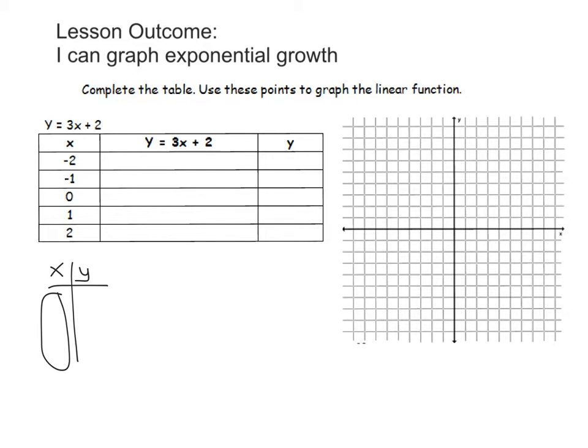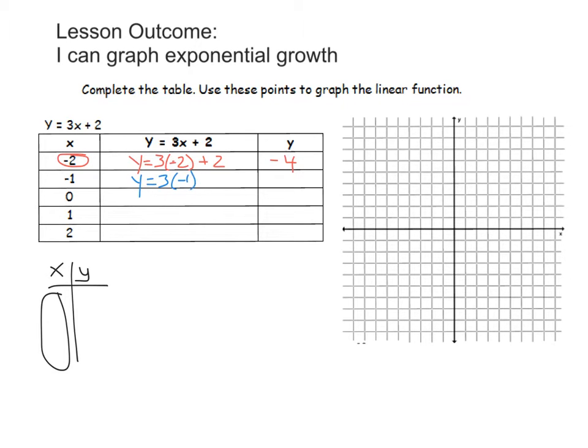So first of all, we're going to go ahead and put this x value, -2, in for x in our equation. So y equals 3 times -2 plus 2. So we just have to make sure to follow the order of operations. 3 times -2 is -6, and -6 plus 2 is -4. We'll go ahead and do the same thing for this table all the way through.